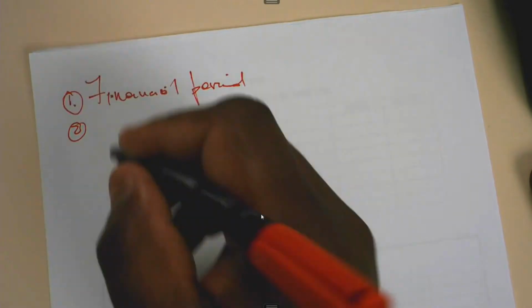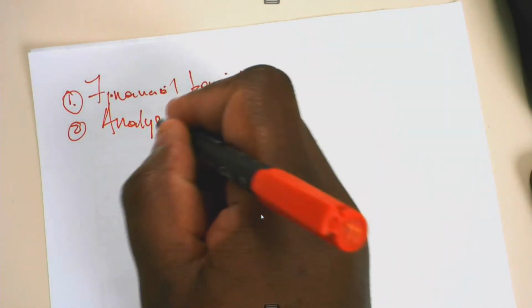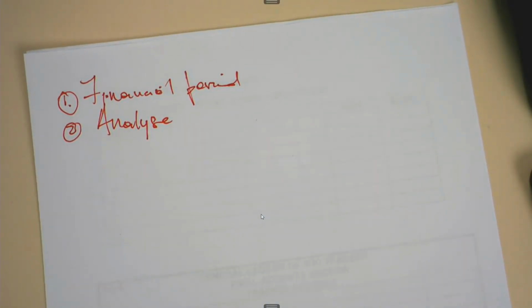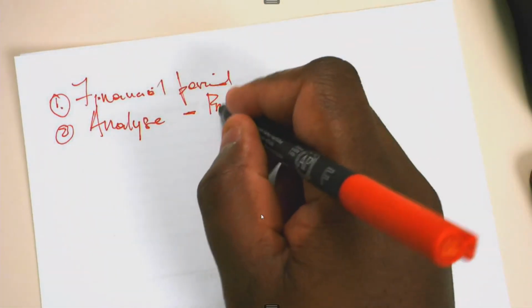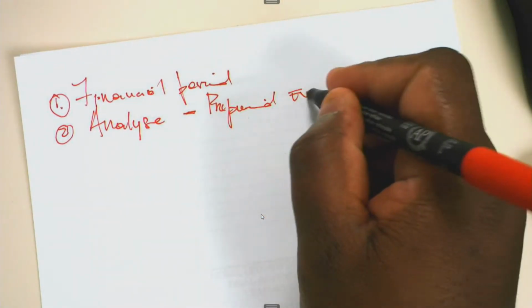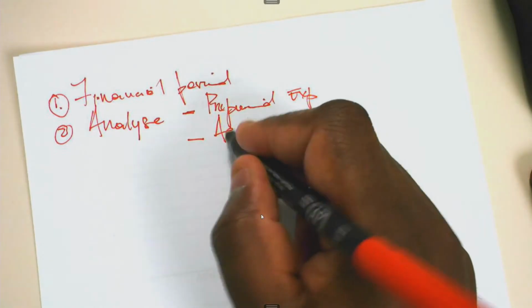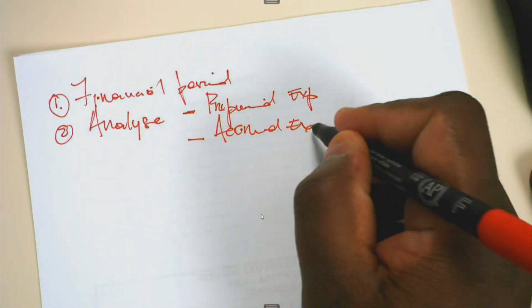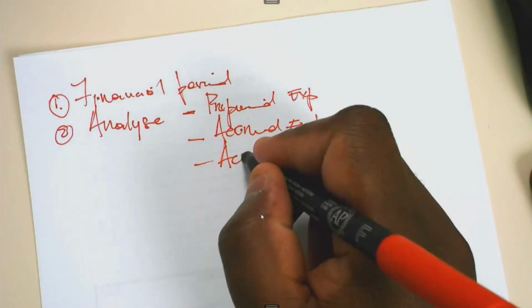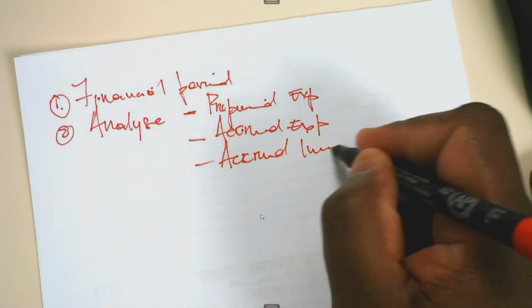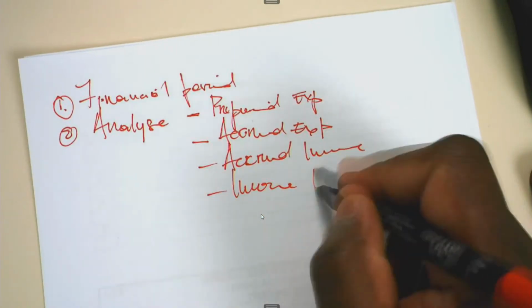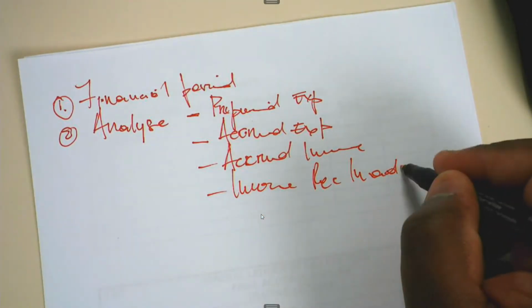Secondly, be able to analyze. We must analyze the adjustments to be able to determine whether the adjustment is prepaid expense, accrued expense, accrued income, or income received in advance.